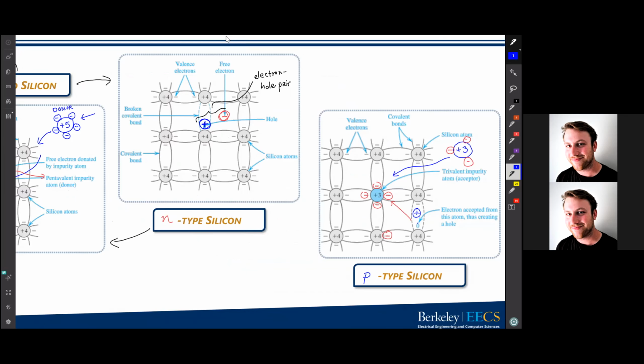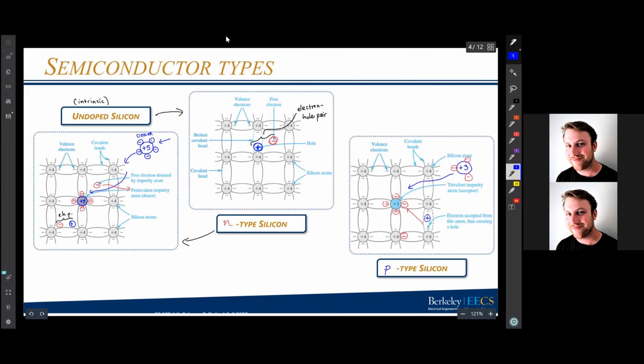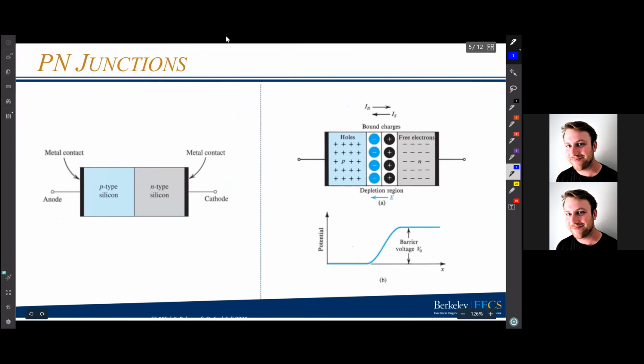Okay, so that's just kind of a brief overview of the semiconductor types. Let's move along, talk about p-n junctions a little bit. So a p-n junction is when we connect a piece of p-type silicon to a piece of n-type silicon. Typically, we can look at a p-n junction as a diode, actually, because they're the same thing. A diode is a p-n junction.